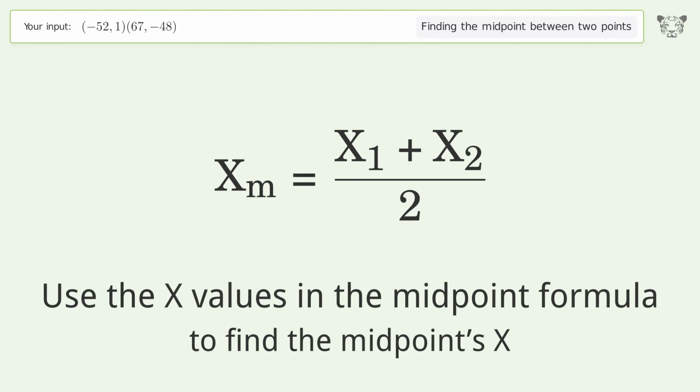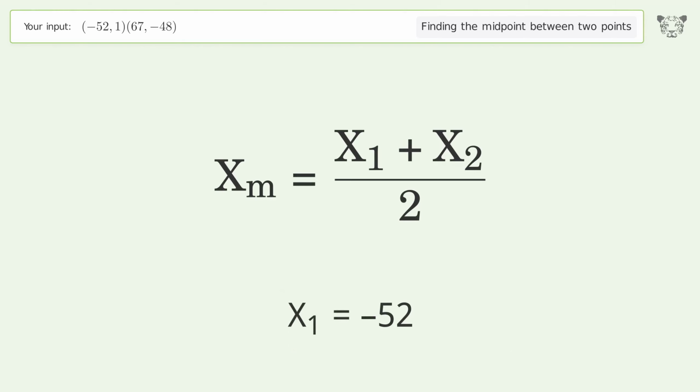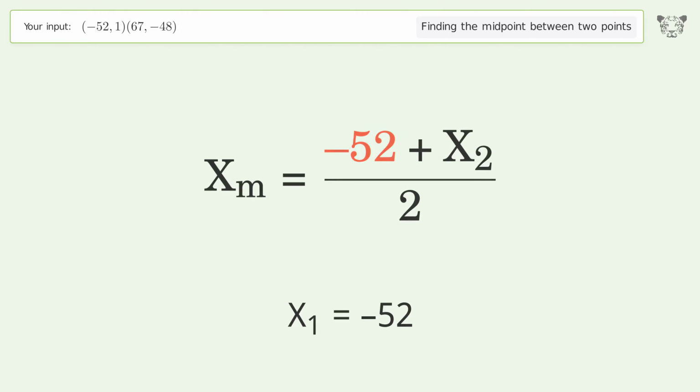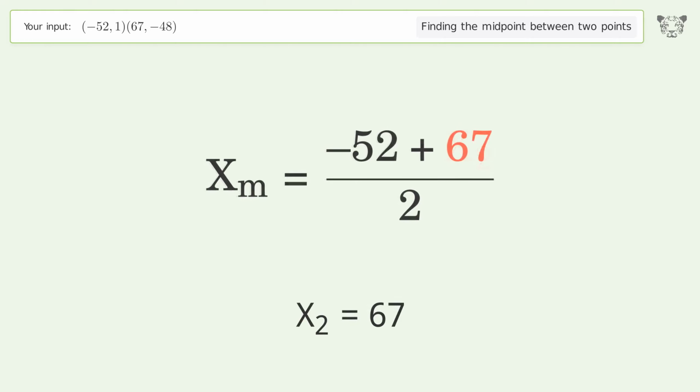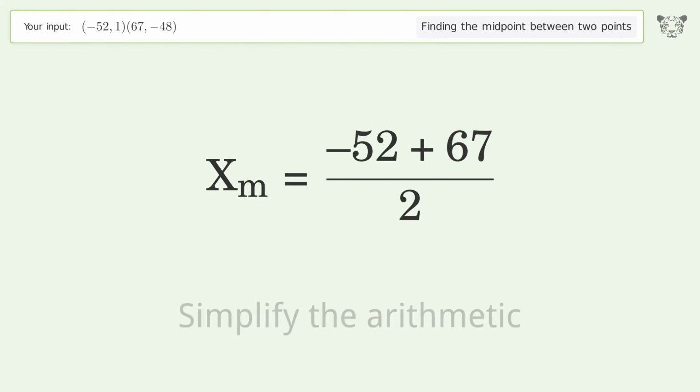Use the x values in the midpoint formula to find the midpoint's x. x1 equals negative 52. x2 equals 67. Simplify the arithmetic.